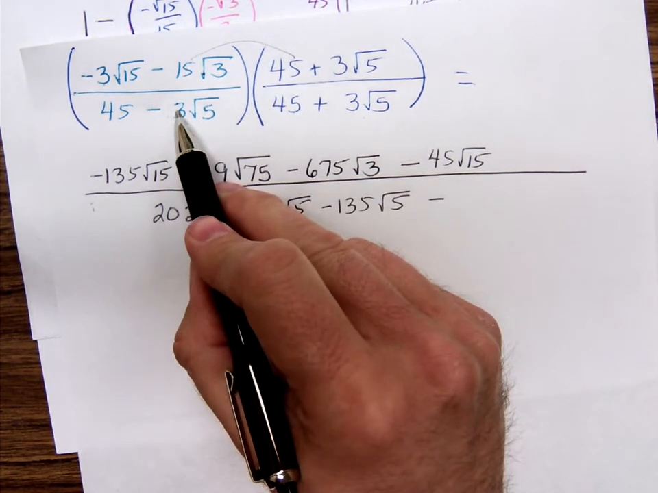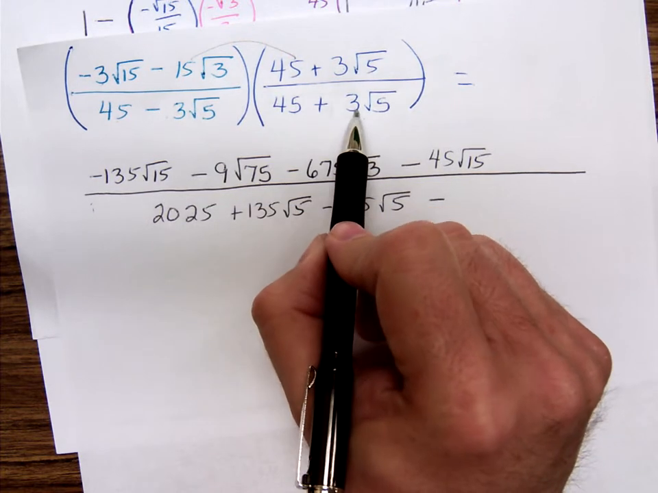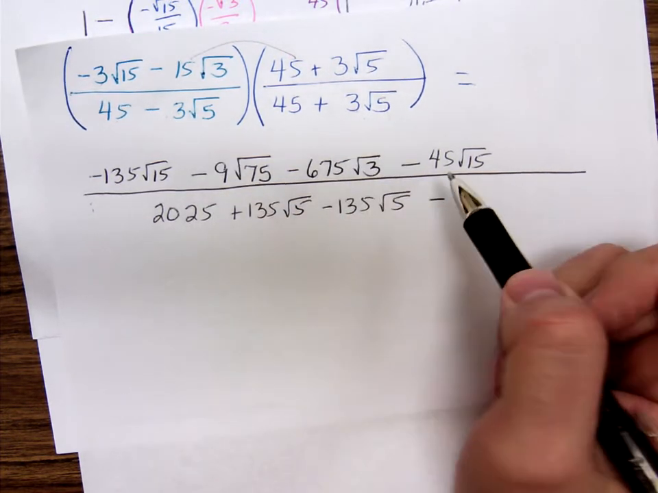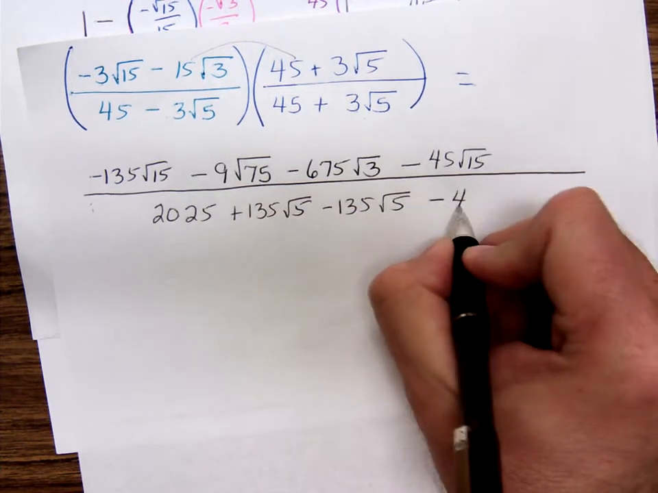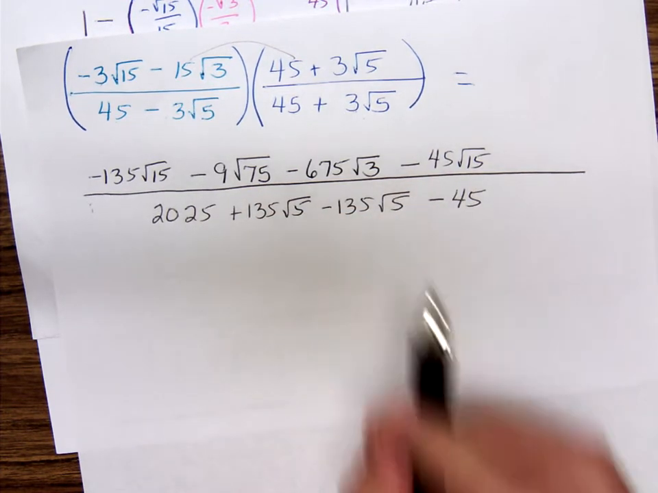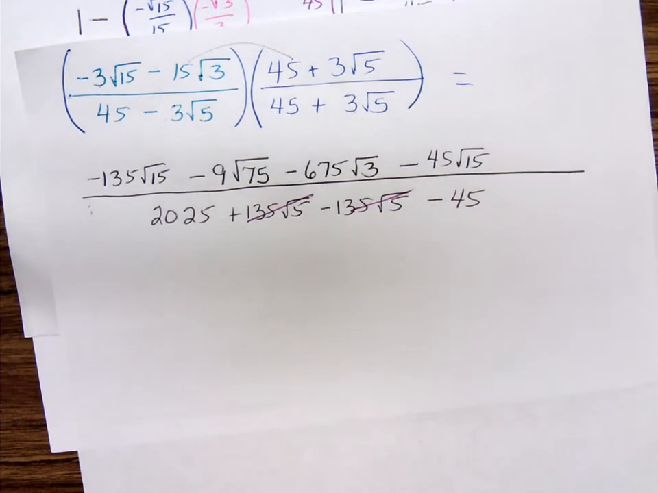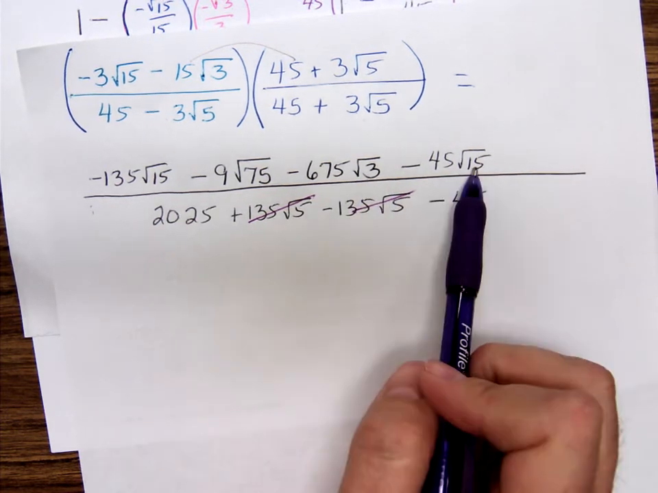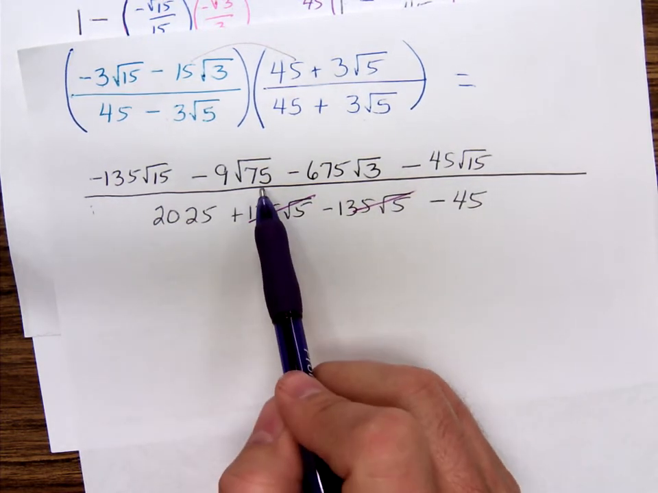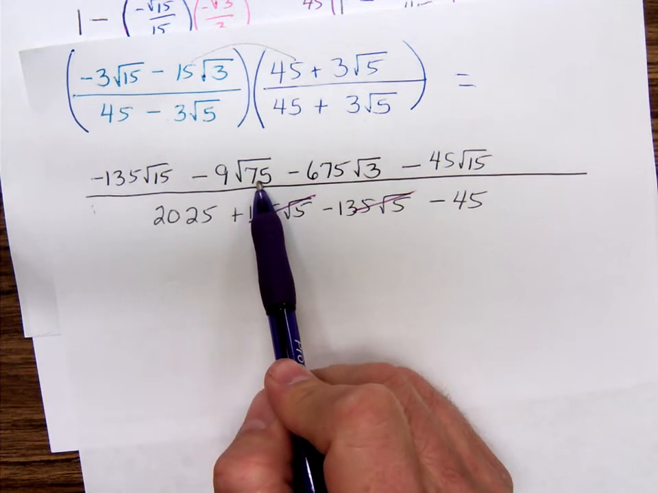Negative times positive is negative. 3 times 3, 9. Square root of 5 times square root of 5 is square root of 25, which is 5. So 9 times 5, just a 45. So this is subtracting out. Up here, the only square root that can be simplified is the square root of 75.